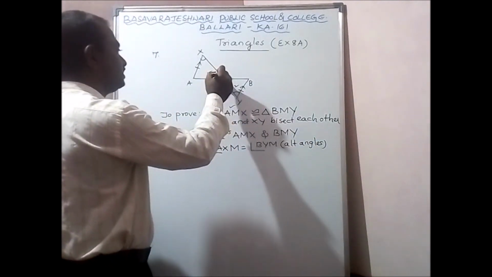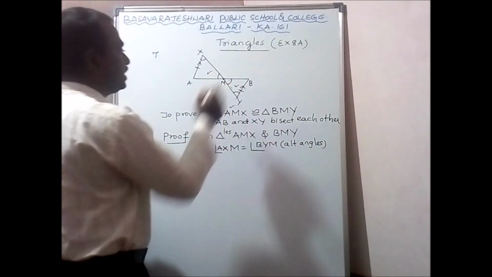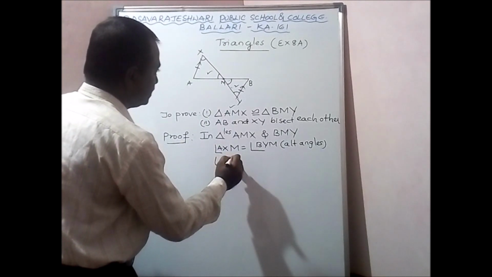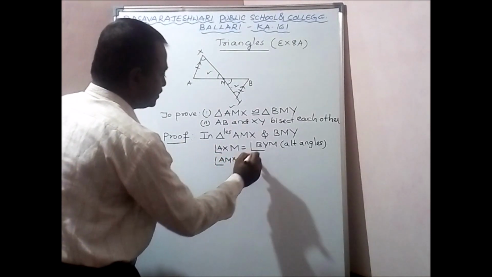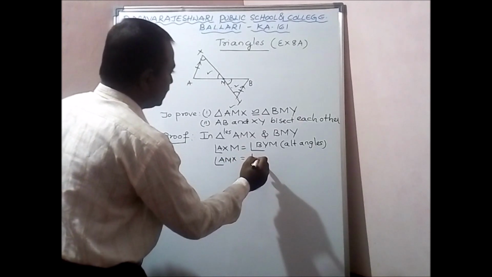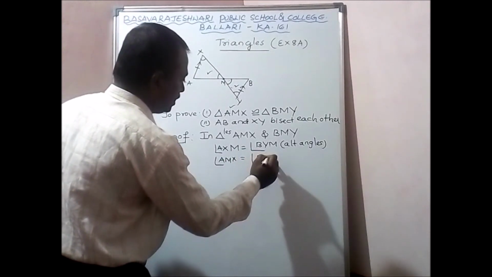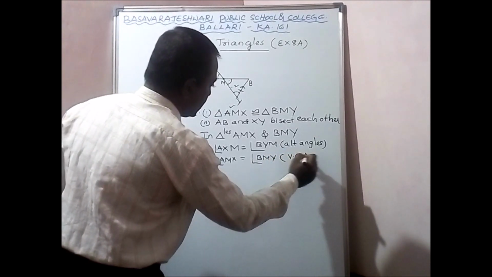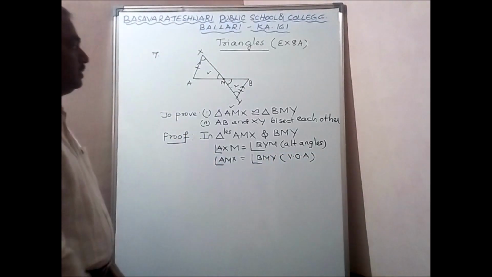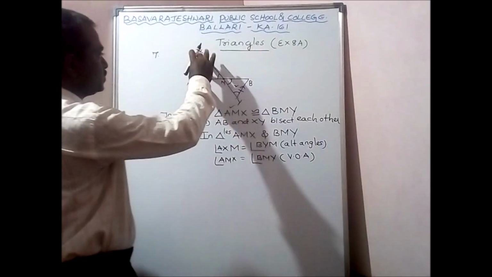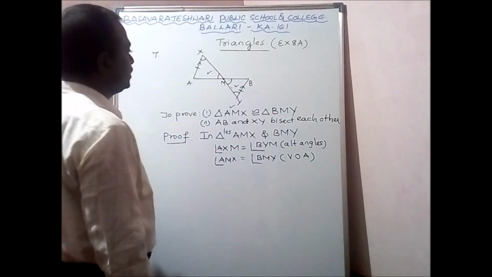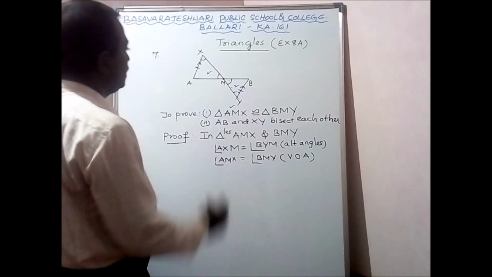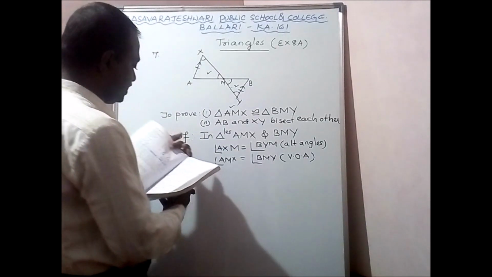Okay. Next we can get opposite angles. Angle AMX is equal to angle BMY. Angle BMY, vertically opposite angles. Next, they are told these two sides are equal. Isn't it? These two sides are equal.